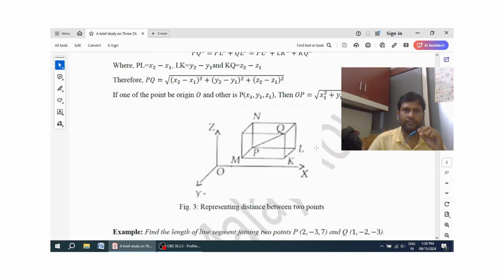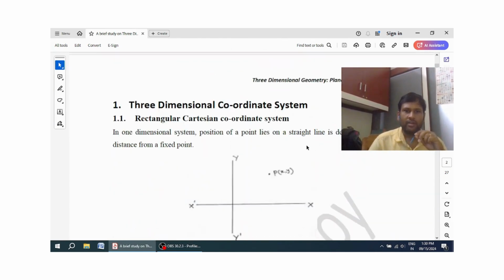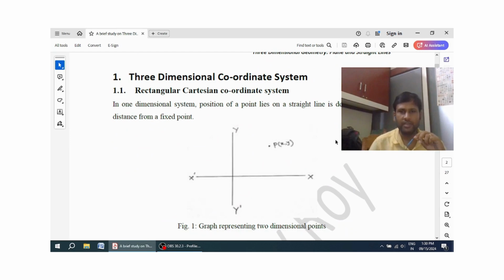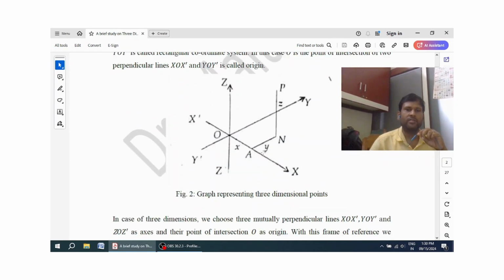First of all, to define the coordinate system of three-dimensional geometry. Previously we have learned about the two-dimensional Cartesian coordinate system, and now we have to learn about the three-dimensional coordinate system. Here three perpendicular axes will be there, and they meet at O, and O is said to be the origin of the system. Any point in this system is defined as a point P, whose coordinates are x, y, z, and small x, y, z are the distances of the point along the x-axis, y-axis, and z-axis.